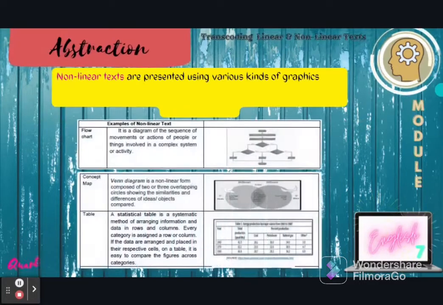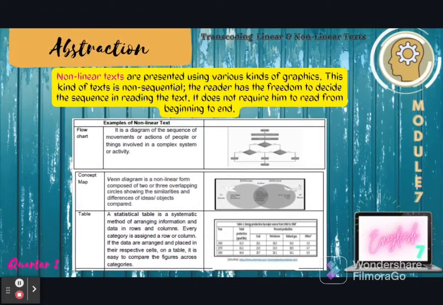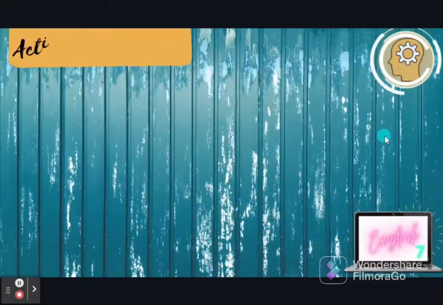On the other hand, nonlinear texts are presented using various kinds of graphics. This kind of text is non-sequential. The reader has the freedom to decide the sequence in reading the text. It does not require him to read from beginning to end. Nonlinear texts include flowcharts, concept maps, tables, diagrams, maps, illustrations, and photos. And such materials are called graphic aids or graphic organizers.